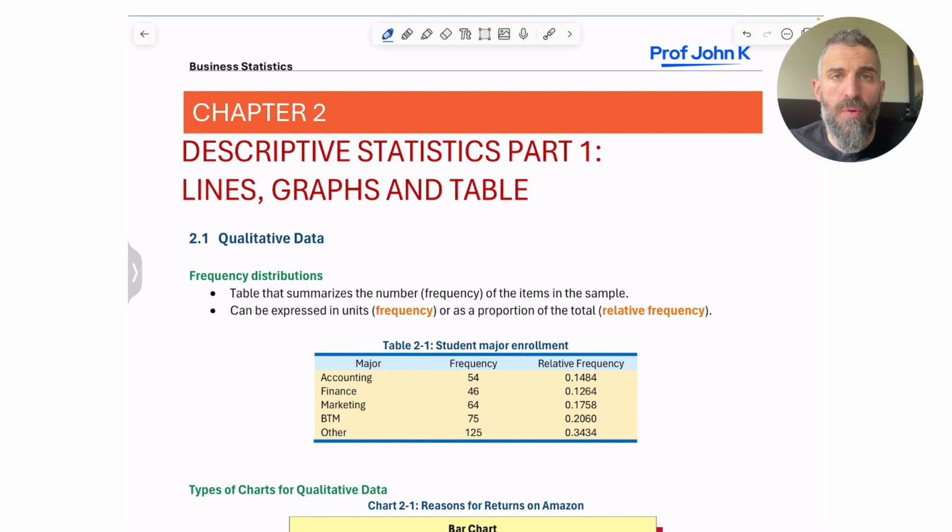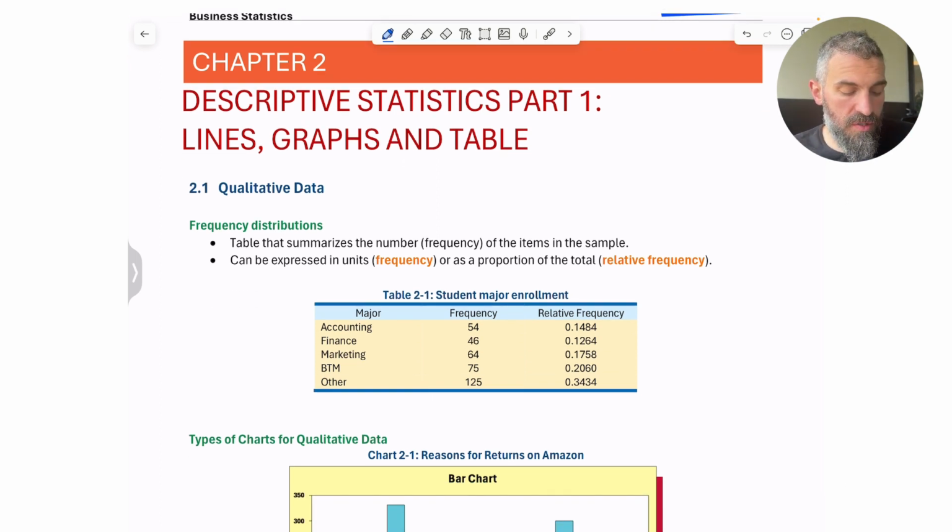So in this chapter, we're going to be diving deep into the different lines and graphs and charts and tables that you want to know in statistics. And we're going to do this in two parts. The first part, we'll talk about the different graphs and lines and charts that you would use to show qualitative data, and then we'll do quantitative data after. So remember that qualitative data is anything that is categorical.